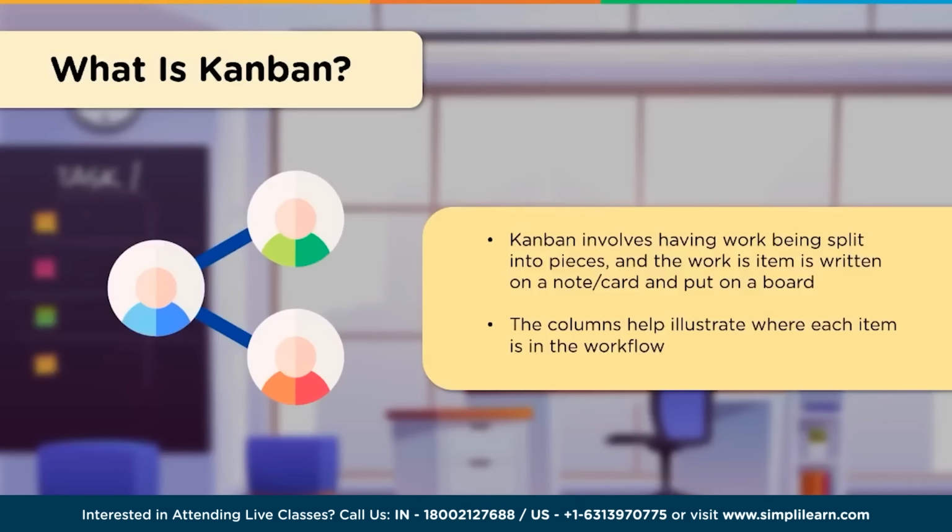So on the Kanban board, work is divided into smaller, more manageable pieces. The work that's needed to be done is written on a note or card and placed on a board. Columns on the board help represent where each item is with respect to the workflow. Now let's have a look at what these are in detail.